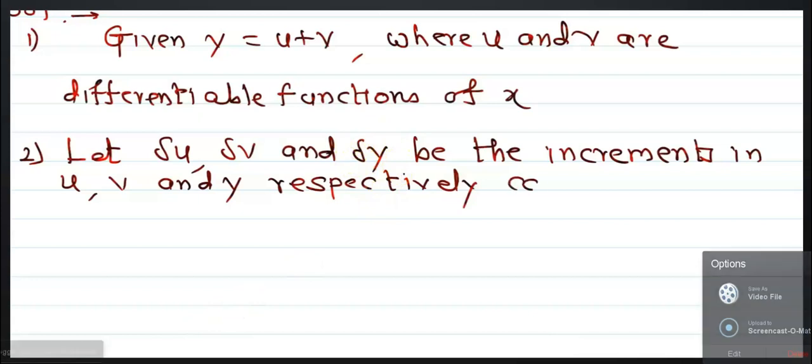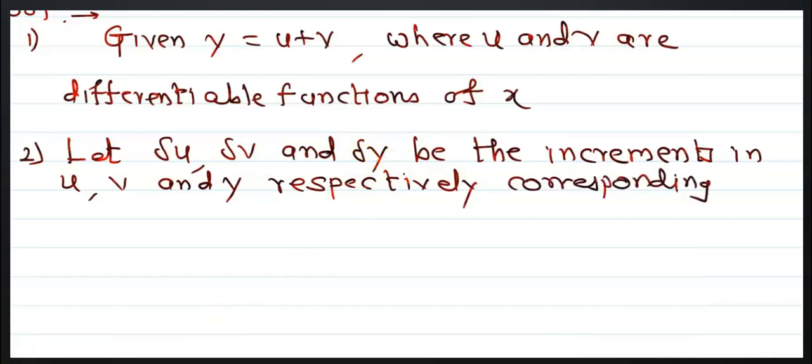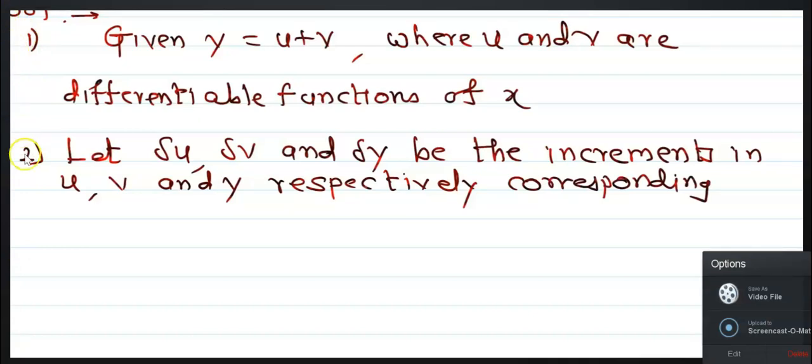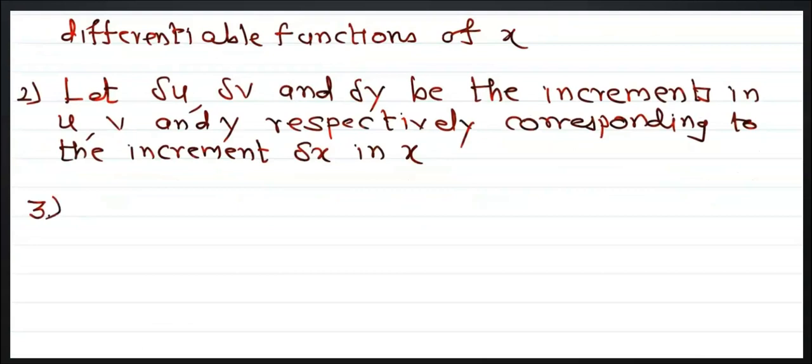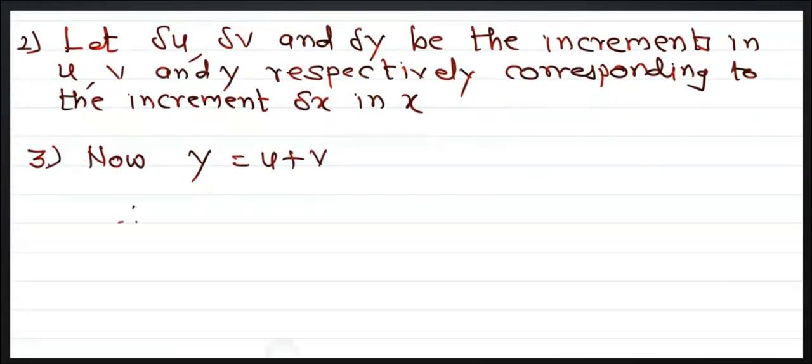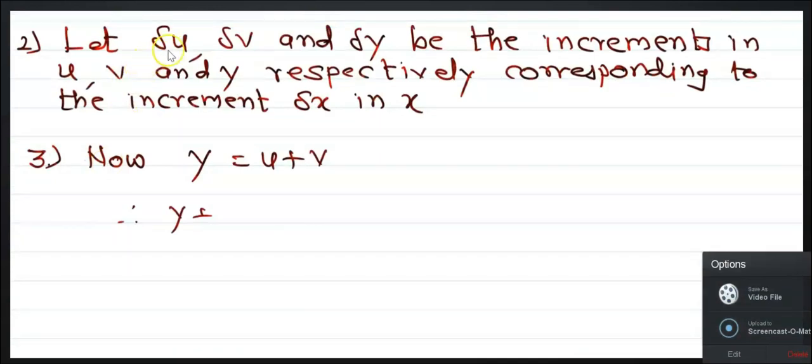Now next, corresponding to the increment delta x in x. Delta u, delta v and delta y be the increments in u, v and y respectively, corresponding to the increment delta x in x, means u, v and y are the functions and the variable is x.